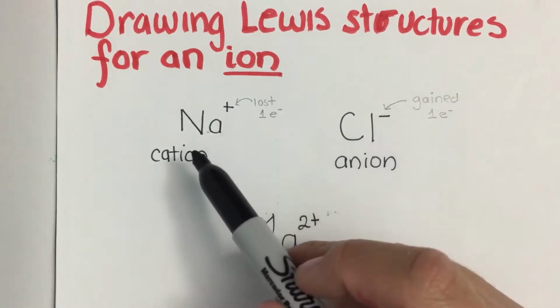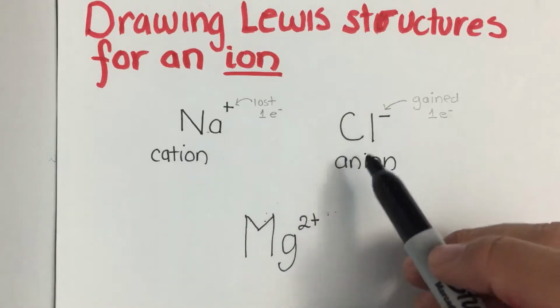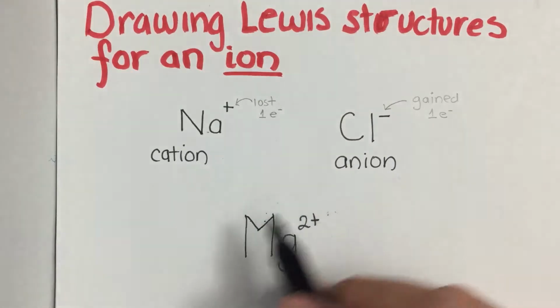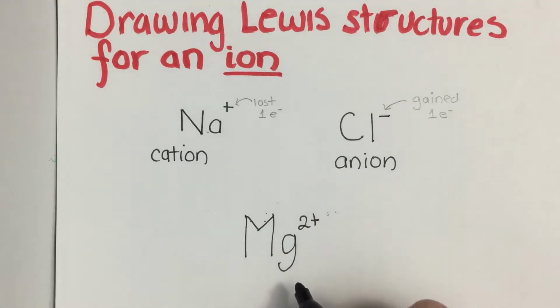So if it's positive, it's a cation. If it's negative, it's an anion. In this case, magnesium has lost 2 electrons. Okay, so how do we draw Lewis structures for an ion?